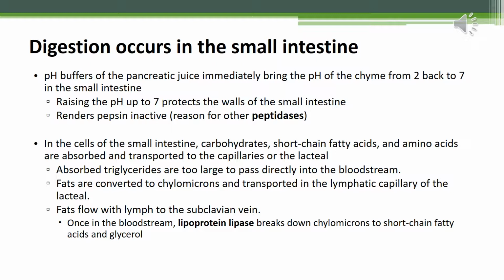The fats are eventually converted to chylomicrons and then transported into the lymphatic capillary, which is the lacteal. The fats then flow with the lymph to the subclavian vein, and once the fats enter the bloodstream, lipoprotein lipase breaks down the chylomicrons to short-chain fatty acids and glycerol, which are going to be much easier for the cells of the body to take up.